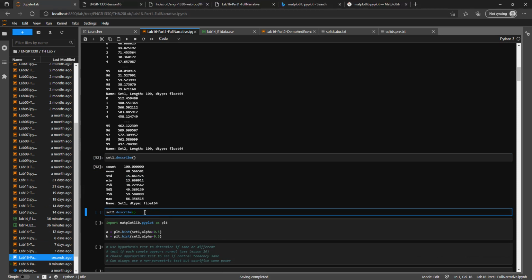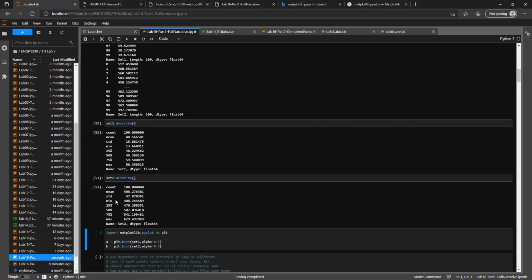We can do the same thing with set 2. So what can we say about the difference between these two? Well, set 2 has a higher standard deviation than set 1. Additionally, the actual values are higher than in set 1. They're both floats though.